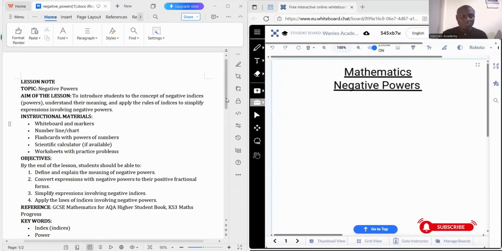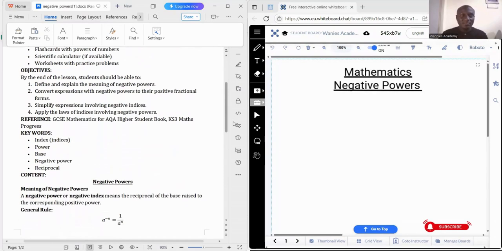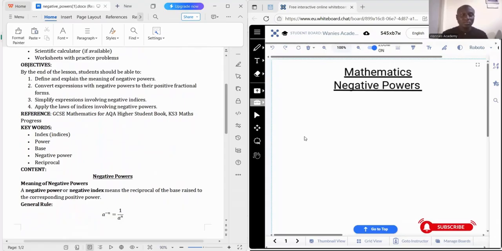So our objective for today is that by the end of this lesson, you will: 1, define and explain the meaning of negative powers; 2, convert expressions with negative powers to their positive fractional forms; 3, simplify expressions involving negative indices; and lastly, apply the laws of indices involving negative powers. Next is the content. Negative powers.